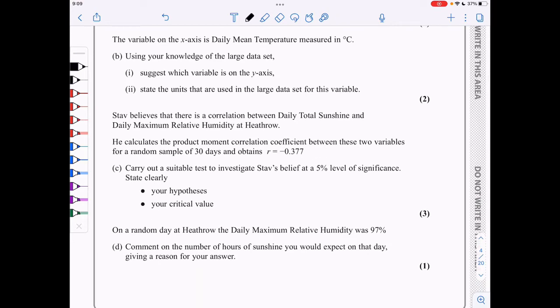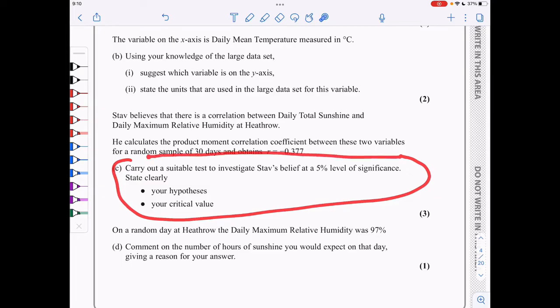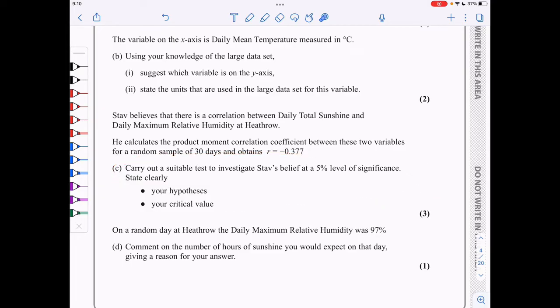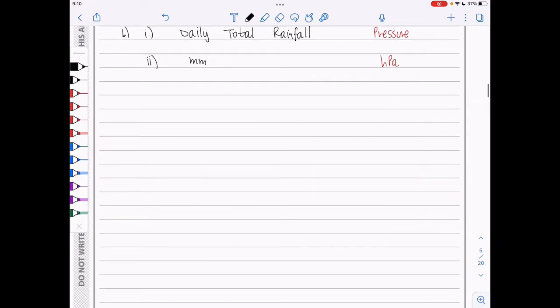Staff believes that there's a correlation between daily total sunshine and daily maximum relative humidity at Heathrow. He calculates the product moment correlation coefficient for a random sample of 30 days, obtaining a value of minus 0.377 for r. We need to carry out the hypothesis test at the 5% level, and we need to state clearly hypothesis and critical values. So I will start by writing out that my null hypothesis says that rho is 0, and my alternative that rho is less than 0. Be careful here, if you say r instead of rho, you will be penalized.